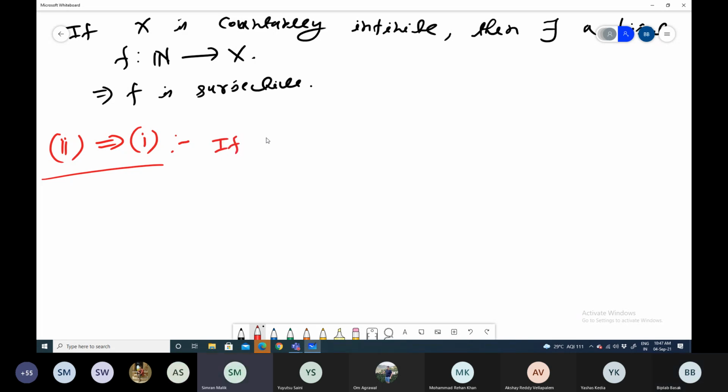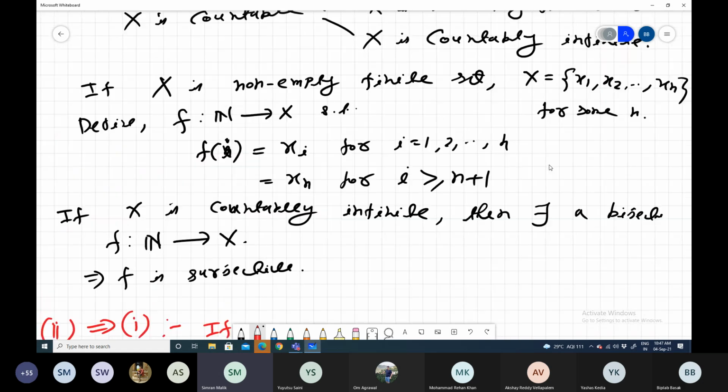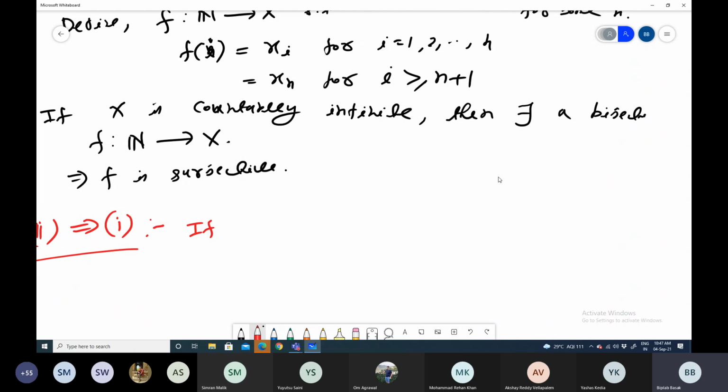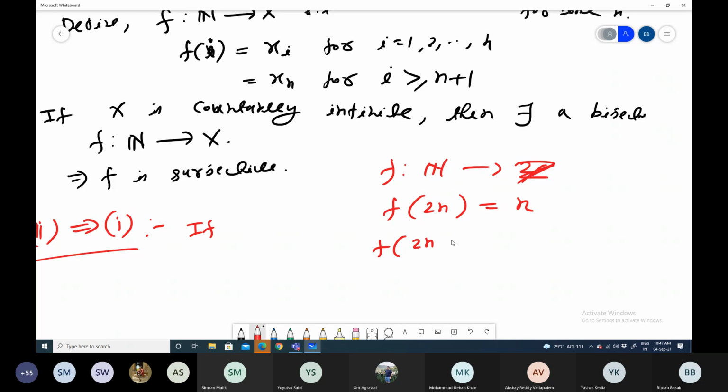So how will we define a bijective map from natural numbers to the set of integers? Okay, so try that one. That is very simple. You should try that actually. So if you want to define N to Z, right? So just define, say, f of 2n equal to n. How to define that? I want to define 2.